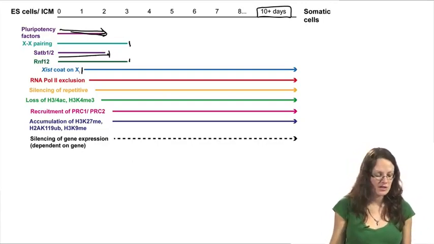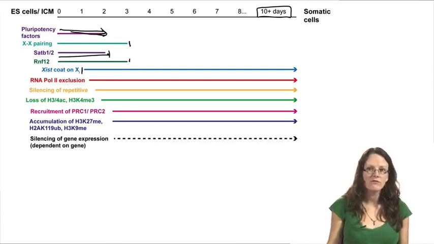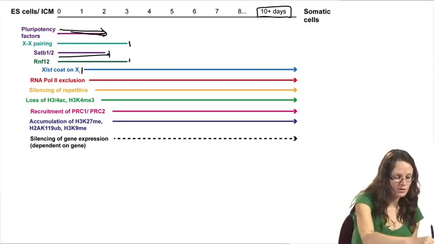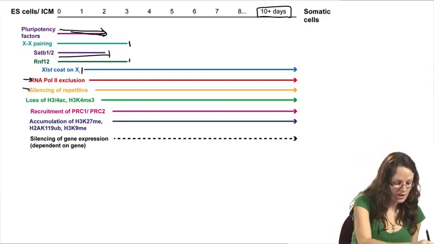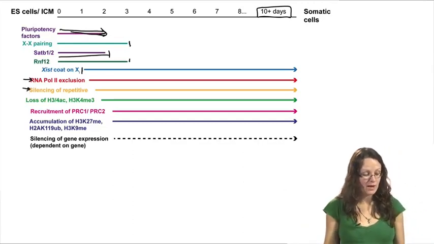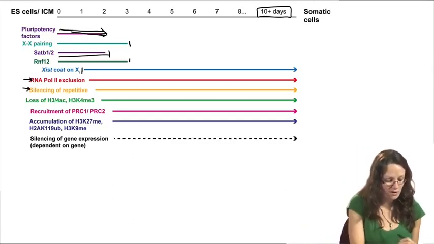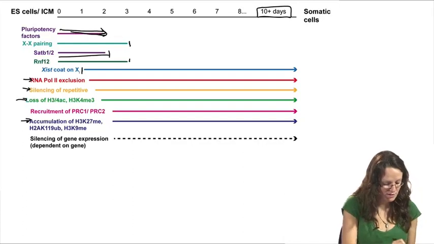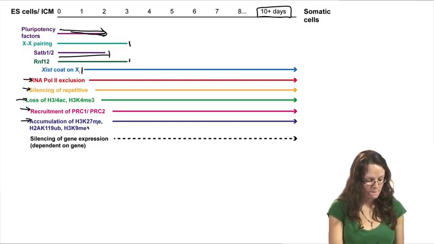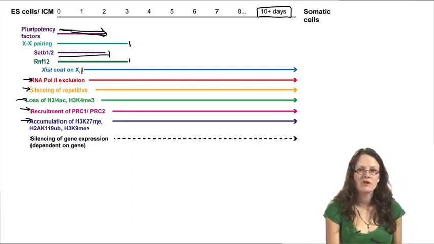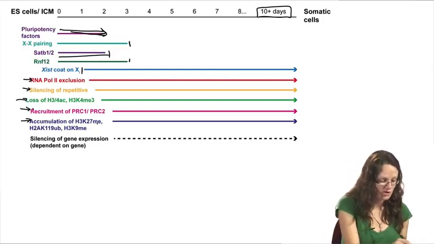So the slightly later stages, once Xist expression is turned on, we know that very rapidly afterwards you see exclusion of RNA polymerase II from the Xist region. We know that the repeats on the inactive X chromosome, or the X chromosome that will become inactive, are silenced. We see a rapid loss of active histone marks and an accumulation of repressive histone marks. And we know that these repressive histone marks are laid down because of the recruitment of polycomb repressive complexes 1 and 2, at least for a couple of these epigenetic marks. The recruitment of these polycomb repressive complex 1 and 2 is actually dependent on the expression of Xist.